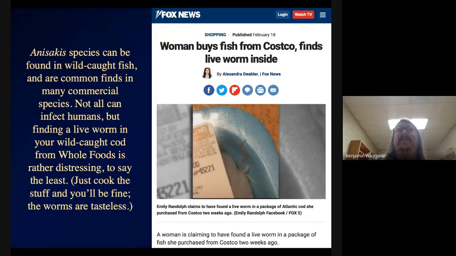If you eat these live, you do suffer symptoms. They cause general gastric distress, vomiting, cramping, bloating, things like that.